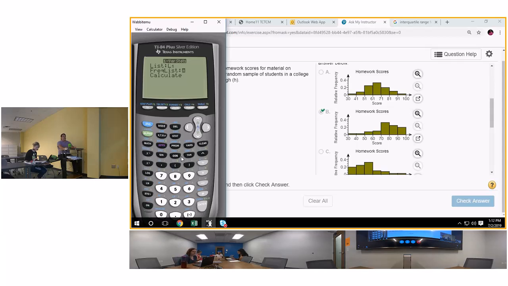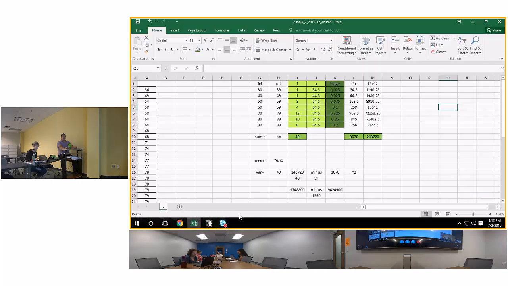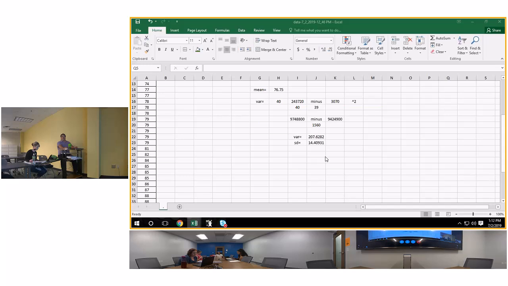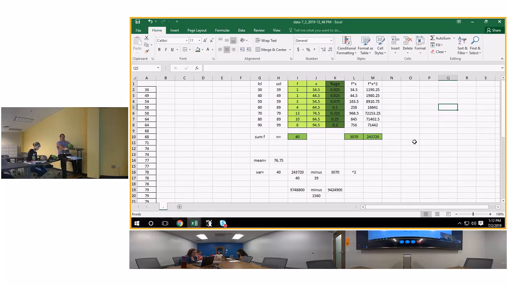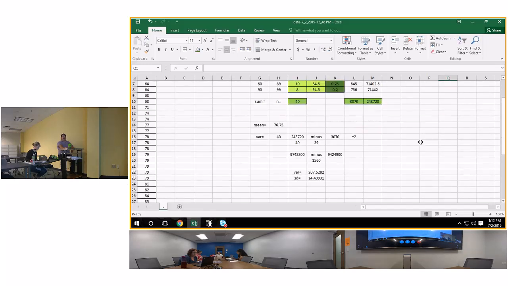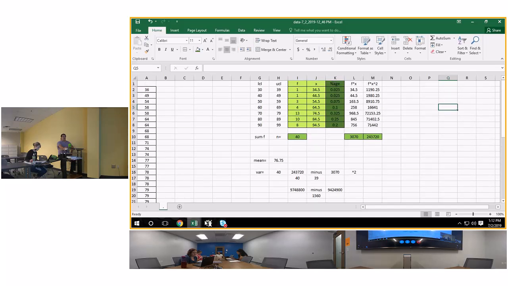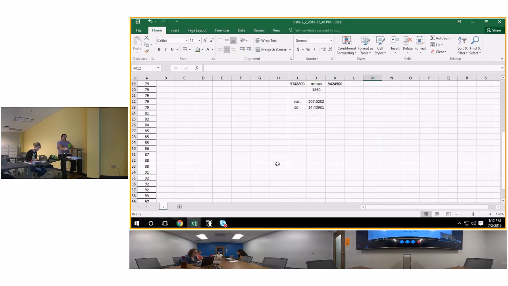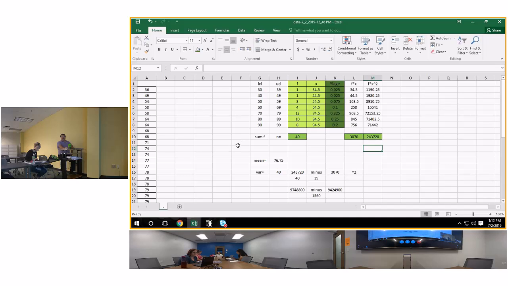I'm going to type in L2 again, second, L2, and calculate. 76.75, 14.409. And that's the same thing I got when you do it by hand, the way you're supposed to do it. So I'm confused. So I don't know what to tell you. The good thing is it's not on the test, because I think this is a new question.